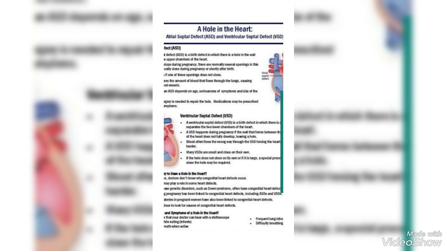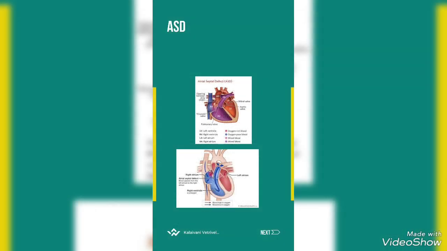Sinus venosus ASD, 10%, is located in the atrial septum near either the superior or inferior vena cava. Defects near the superior vena cava, SVC, are commonly associated with partial anomalous venous return. VSD is nothing but a ventricular septal defect, a birth defect in which there is a hole in the wall that separates the two lower chambers of the heart.